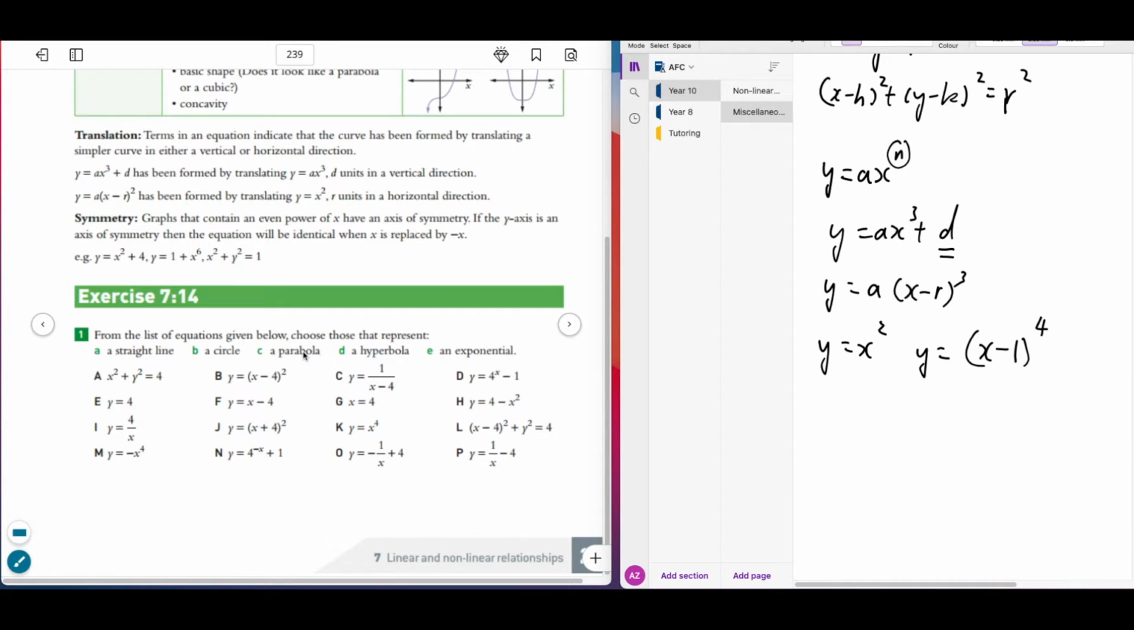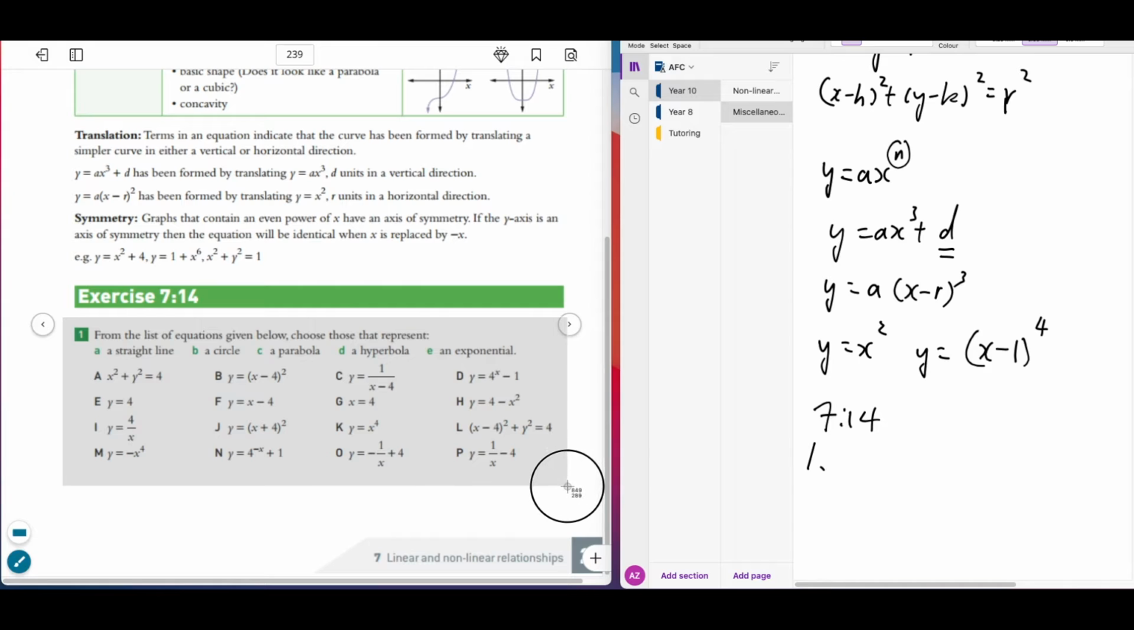I'm just going to pick some random ones just to make sure I can cover them. So 7.14, question 1. It says, from the list of equations given below, choose one that is a straight line. All right, that should be pretty easy. So you have something like y is equal to x minus 4. That's a straight line. y equals 4, straight line. Hyperbola basically means anything that has an x at the bottom. So this, O or P. Right. Parabola, anything with the x squared. So B. Okay, A is not a parabola because it's also got a y squared, because that's a circle. All right, so that's question 1.